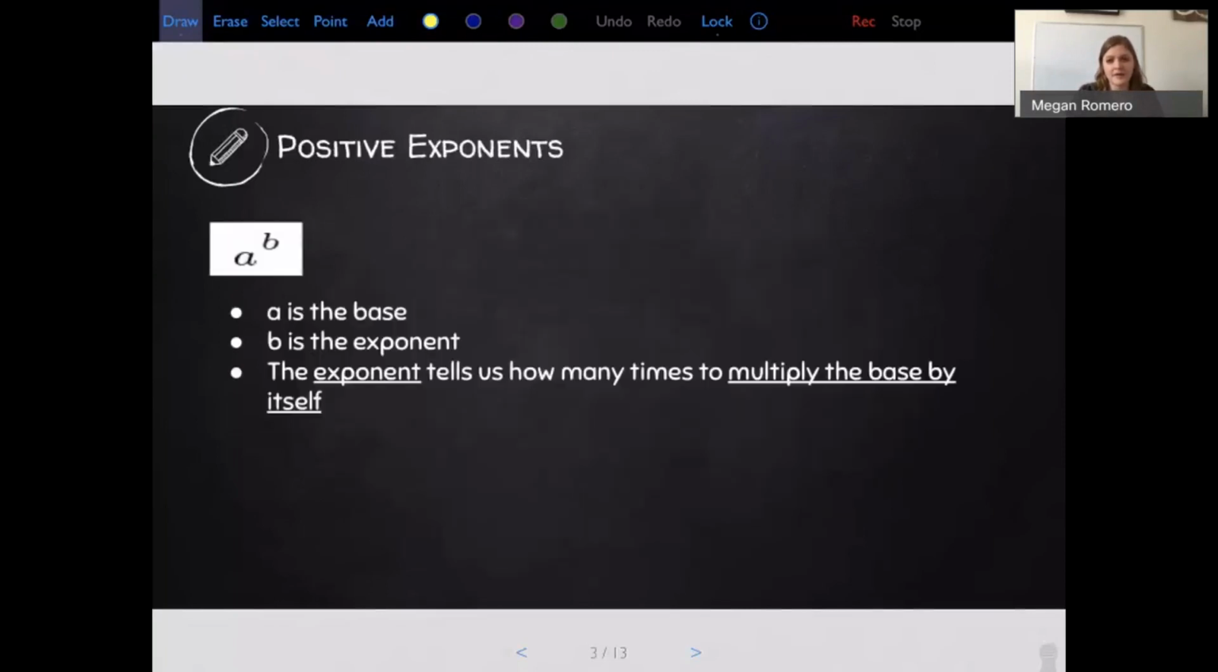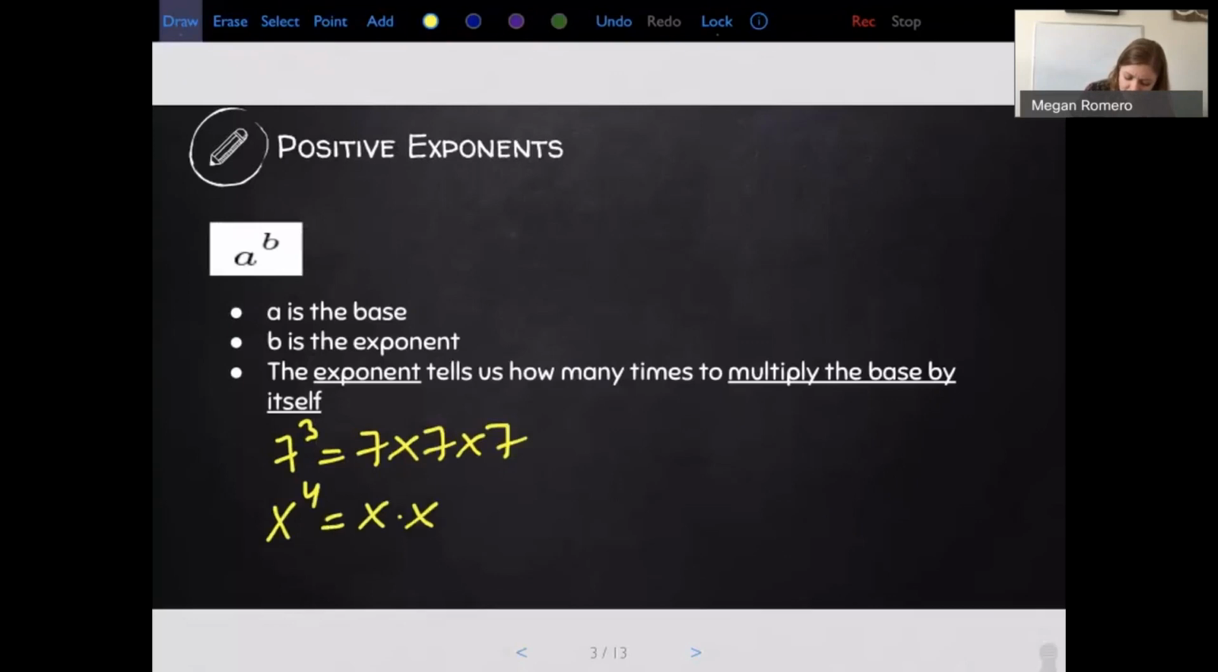First, when we talk about positive exponents, they come in the form of a to the power b, where a is our base, b is the exponent, and the exponent tells us how many times to multiply the base by itself. So for instance, if we have something like 7 to the third power, this means 7 times 7 times 7. Or if we have, let's say, x to the fourth, this is x times x times x times x.